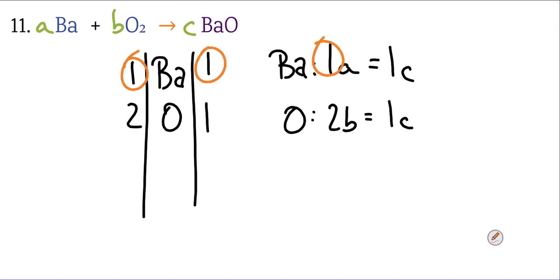Here, 1 barium, 1A equals 1C. 2B equals 1C, 2 oxygens, 1 oxygen.